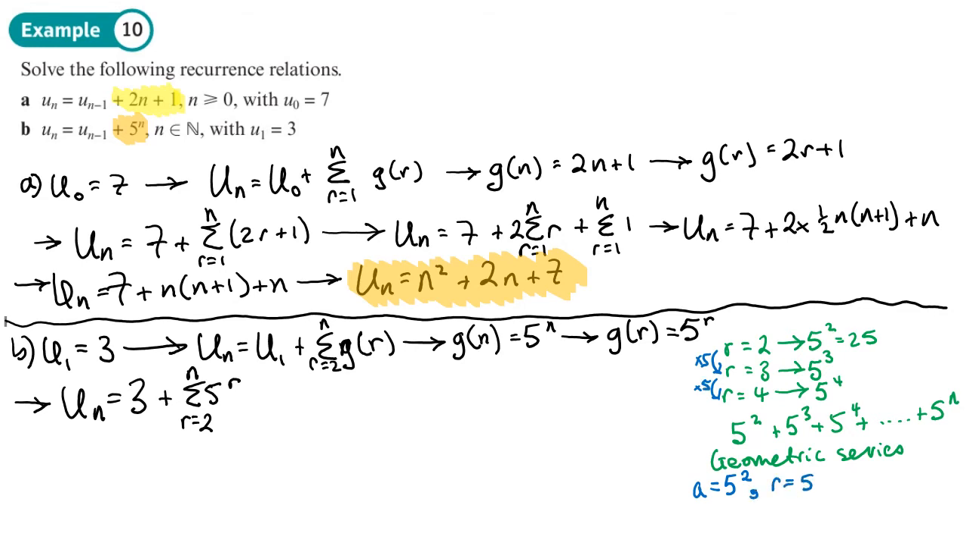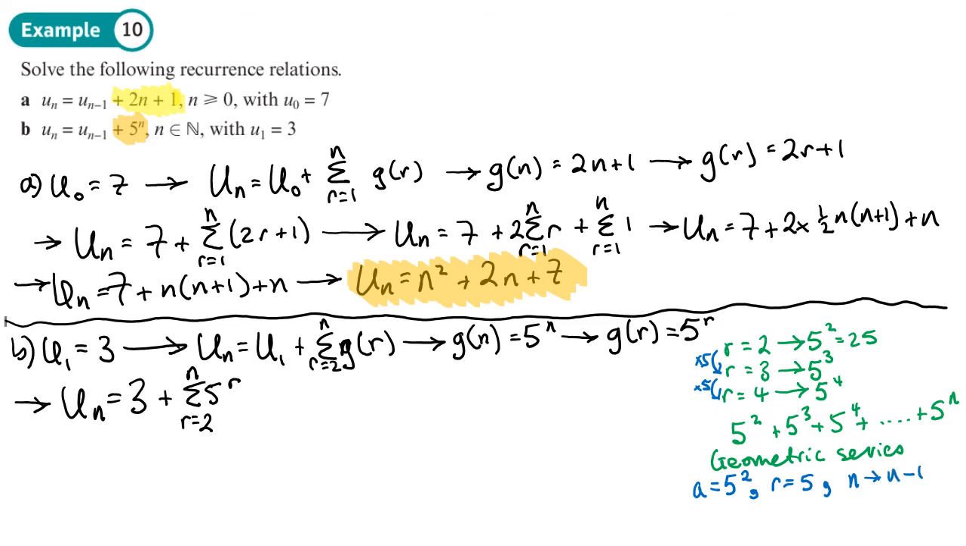And I also need the number of terms, n. And the number of terms is going to be n minus 1. If this went from r equals 1 to n, there would be n terms. But I'm missing the first term. I've got one less term. So the number of terms is n minus 1.